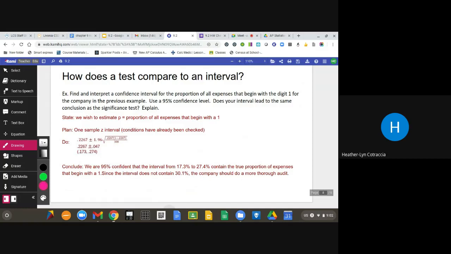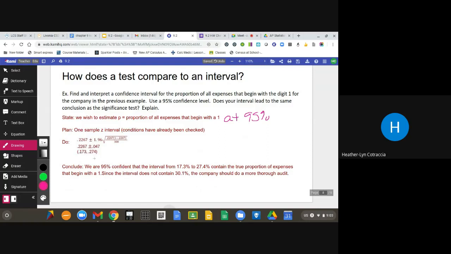So same question. We wish to estimate the proportion of all expenses that begin with a 1 at 95% confidence. So then we're going to do a 1 sample z interval. I already said the conditions have been checked. They're the same as before. I think you do have to check the sample proportion for this one, but believe me, it will work. All of the information is there. Just make sure that you pay attention to that. Went through the work. I got an interval of 0.173 to 0.274.